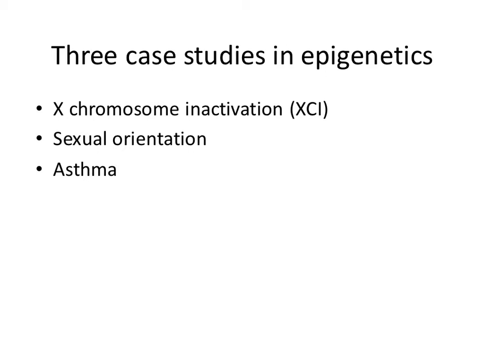Last time we talked about X chromosome inactivation, where a female body has only one active X chromosome and every cell randomly gets one inactivated, and that's what leads to calico cat patterning, for example. Today we're going to go through an example of whether epigenetic marks, whether methylation, acetylation of DNA and histone proteins might have something to do with sexual orientation.